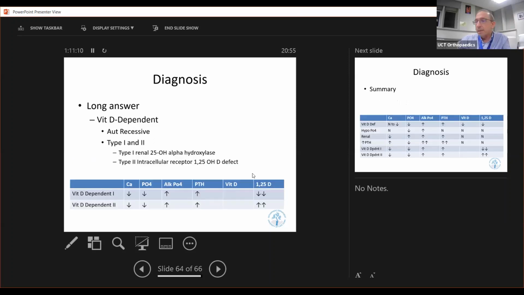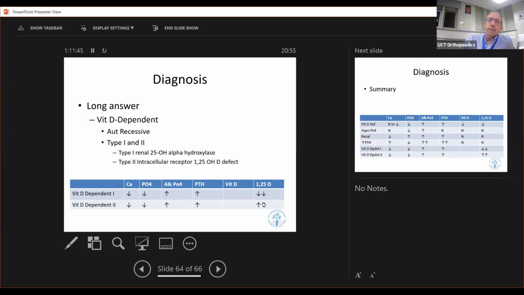And lastly, now I don't think that you're going to get here, but your vitamin D dependent types, these are either going to be the renal defect in processing vitamin D or an end organ resistance to it. And the biochemical picture is fairly similar. Calcium and phosphate down. The only difference is your active metabolite in vitamin D dependent type 1 is going to be down, up in type 2. I don't think that particularly matters.